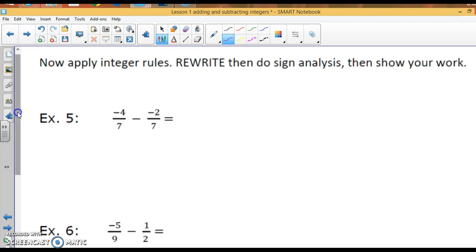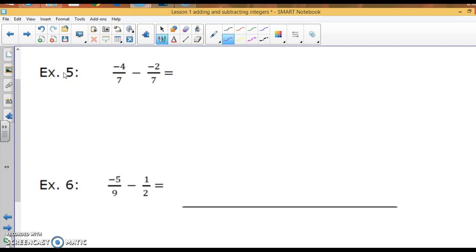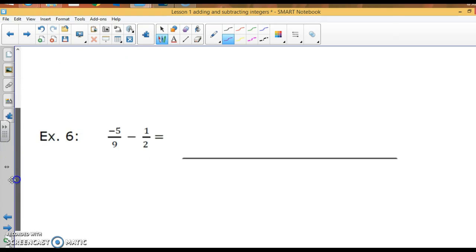All right, subtraction. When you are subtracting, don't you change it to add the opposite? Make 2 marks. So change this to add. What's the opposite of negative 2/7? Positive 2/7. I made my 2 marks. Now let's look at it. Negative 4/7 plus 2/7. They are different. So I subtract. 4/7 minus 2/7 is 2/7, and take the sign of the larger. Negative 2/7.